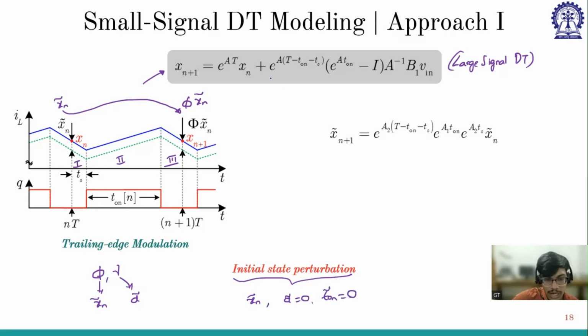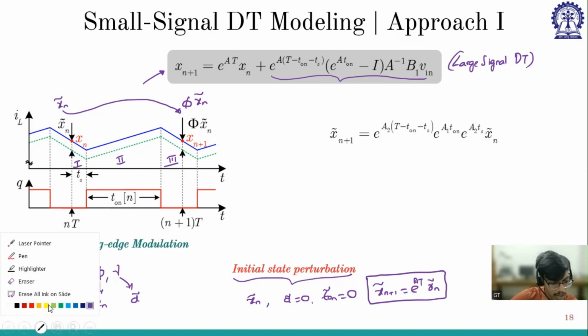So this entire term is constant, and we are changing only xn. This entire term remains constant. So if you perturb, what will you get? We will get this expression: xn plus 1 perturb is equal to e to the power A Ts times xn perturb, right? Because the second term is constant. If you perturb it, it will be 0 because it is constant. So using this, we have to derive xn plus 1 perturb.